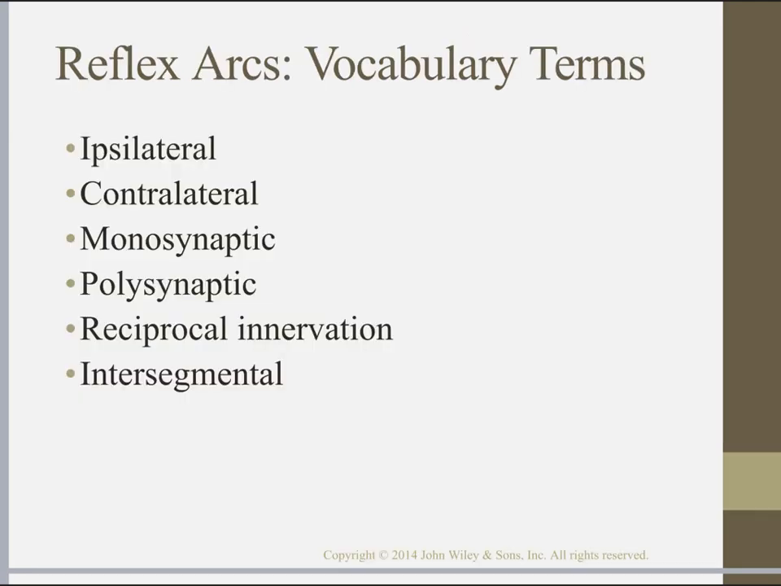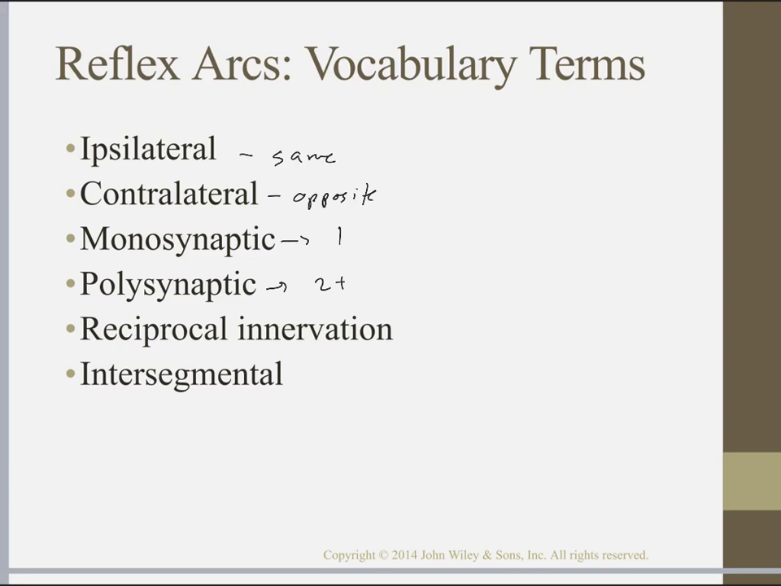So here's some of our terminology. First was ipsilateral, so we said that was same side. Next was contralateral, and we said that was opposite side. Then that gives us monosynaptic versus polysynaptic. Monosynaptic is one, and polysynaptic would be two or more.